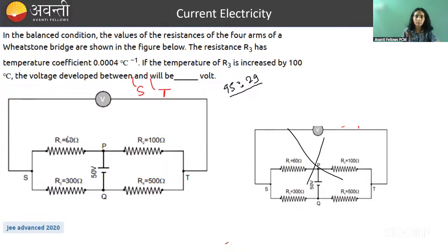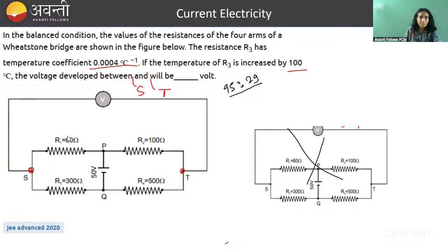डन है। जैसे देखो, लेट्स नाउ डू इट। व्हाट्स द क्वेश्चन? In the balance condition, values of resistance of four arms of a Wheatstone bridge are shown in the figure. ठीक है। The resistance R3 has a temperature coefficient of this much. If temperature of R3 is increased by 100 degrees centigrade, what will be the voltage developed between S and T?